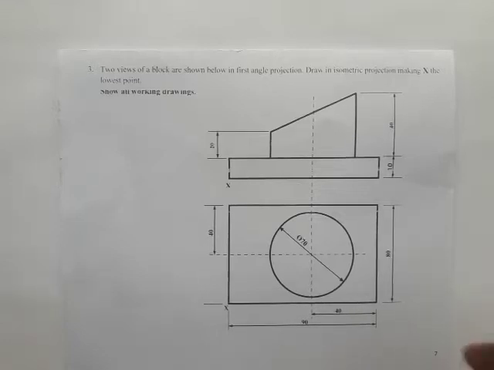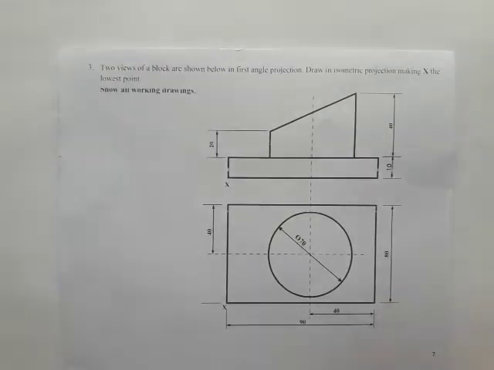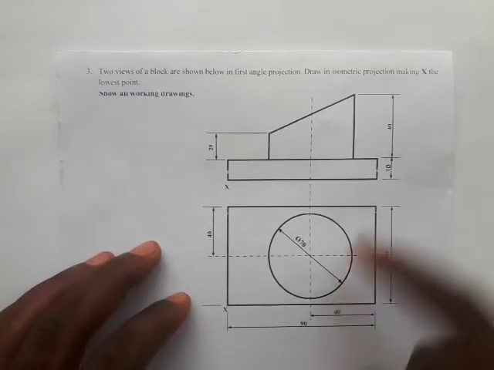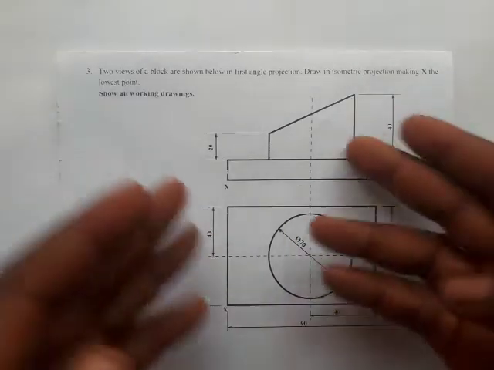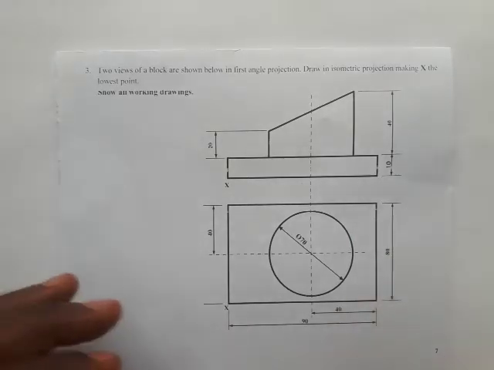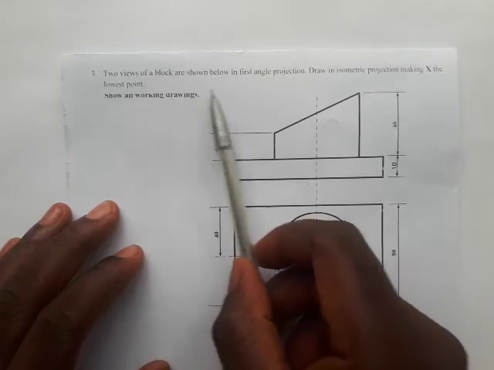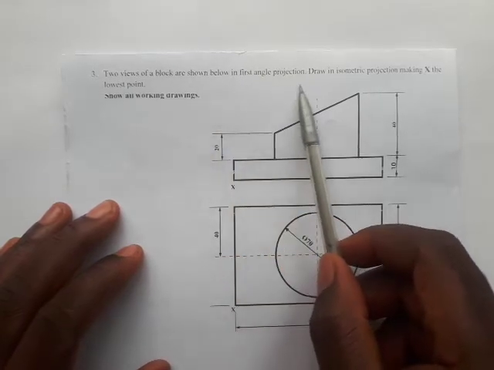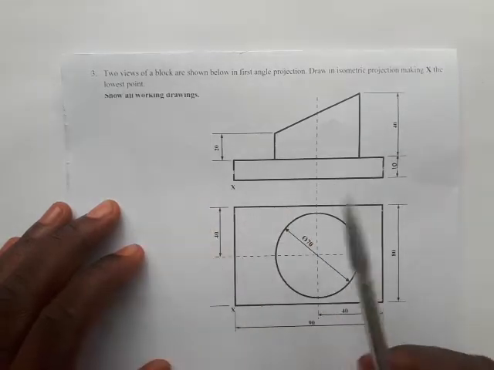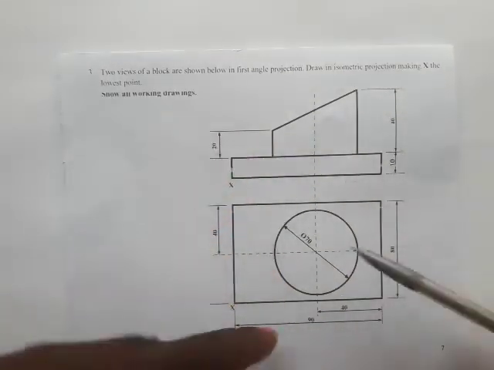This is Fred. Okay, so I want us to look at this together. This is the elevation and plan of, if you like, an object. The question says two views of a block are shown below in first angle projection. Draw in isometric projection, making x the lowest point. So we want to draw this. In other words, we are converting from orthographic into isometric.